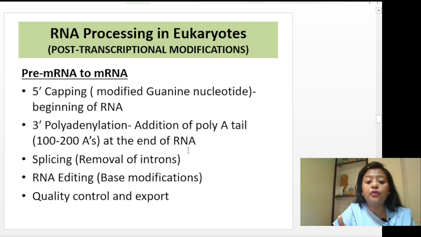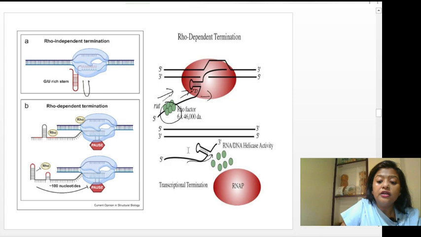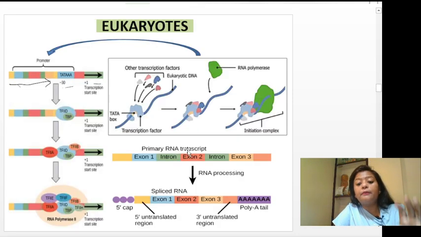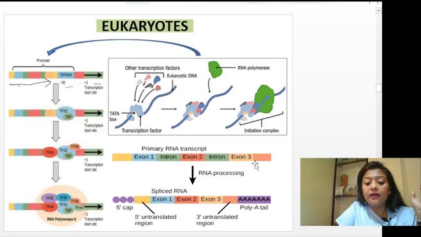Next is splicing, as I told you, removal of introns. Then we have RNA editing, where there are some modifications occurring in some bases, and also, at the end, quality control and export. See in this diagram, I told you about the spliced RNA. You can see the diagram. See the poly-A tail at the end part and the 5' cap in the beginning part.